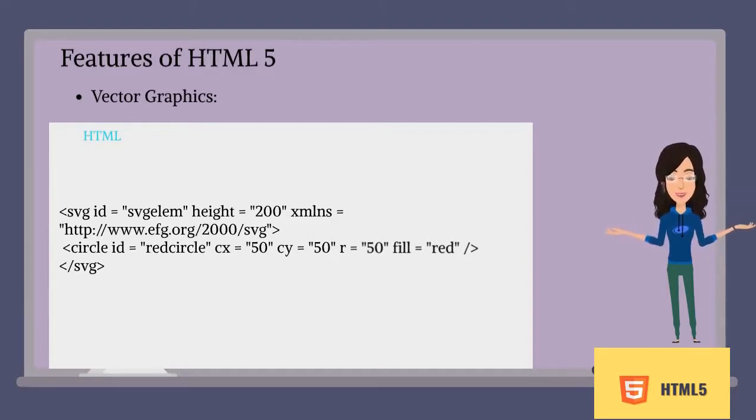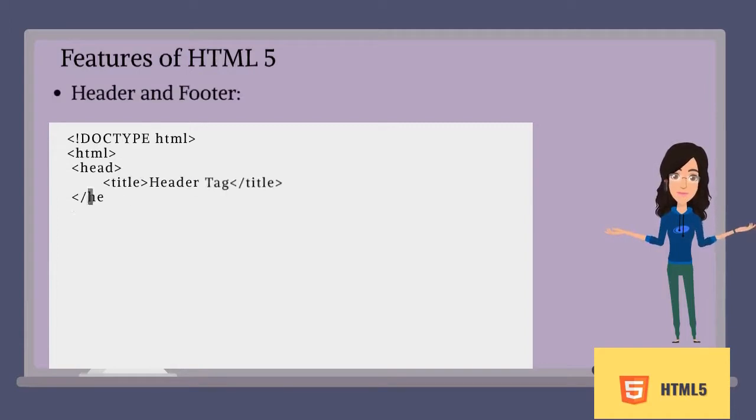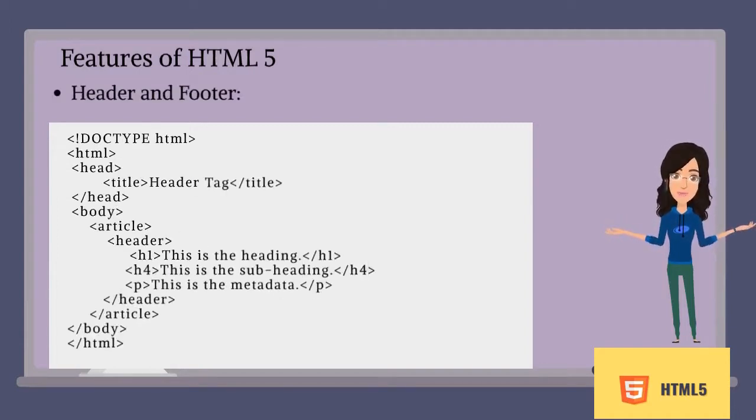As you can see on the screen, there is a small HTML code of the vector graphic. If you run this code in your project, you will see some output of the vector graphic.